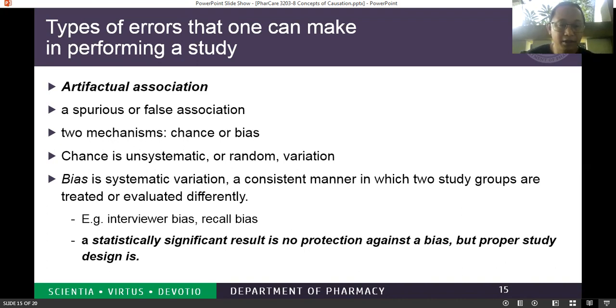Okay, and then it should be noted that a statistically significant result is not a protection against a bias, but a proper study design is. So if we want to protect our study results from any kind of bias, then we need to really scrutinize our study design. That's the key of population health research.